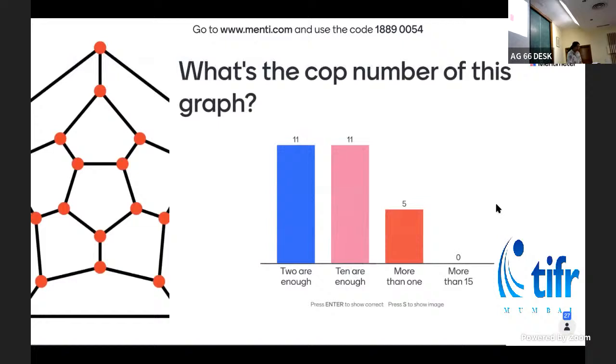I wanted to say that there were some very ambitious votes for saying that 2 cops are enough. But it turns out that 2 cops actually cannot catch a robber on this graph. It turns out that 3 are enough. And I think the fact that 3 are enough is because 3 cops are enough on any planar graph, and this is planar. It has something to do with properties of planar graphs that can be exploited. I don't have an explicit strategy for 3 cops here, or even 5 for that matter. So that's good food for thought.